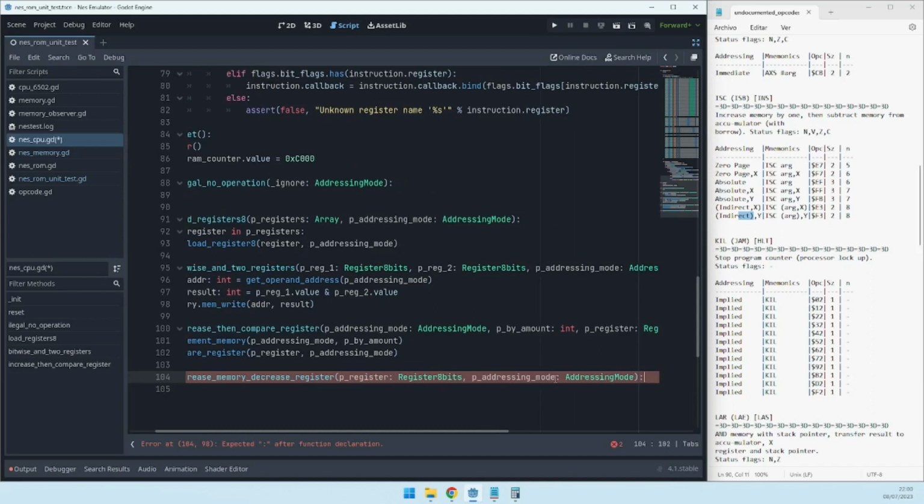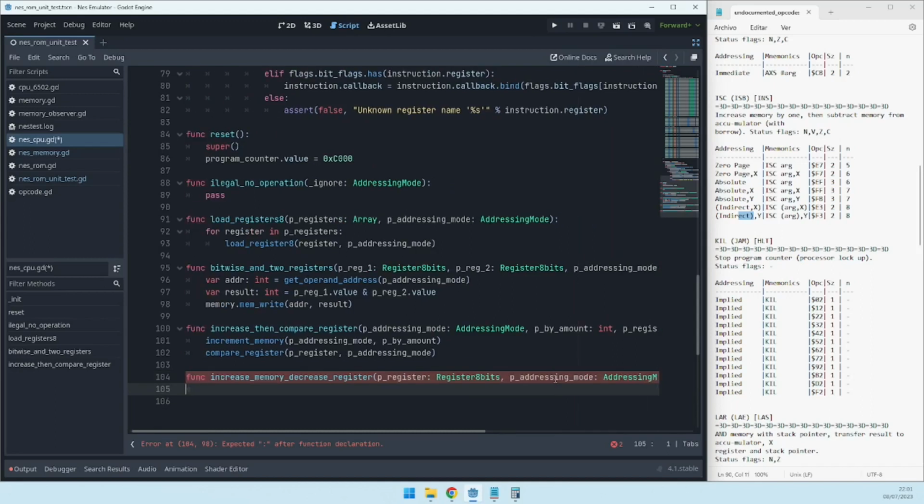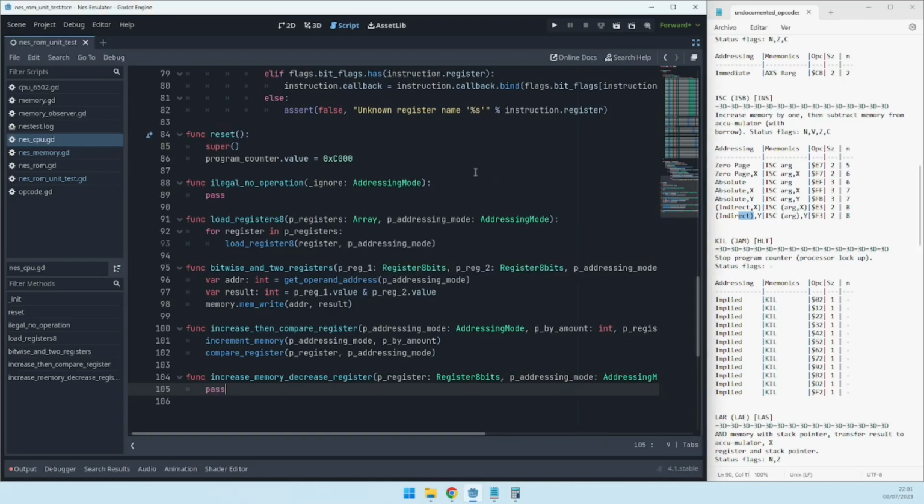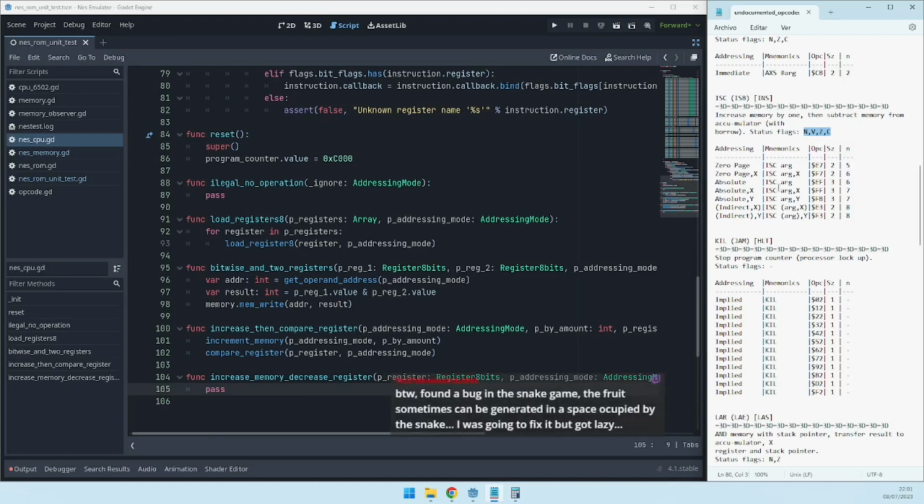Register and addressing mode. So this one is at least interesting. It is going to increase the memory and subtract from the accumulator. So it's like transfer 1 from the accumulator to the memory. But my question is, are these flags related to the accumulator or to the memory?